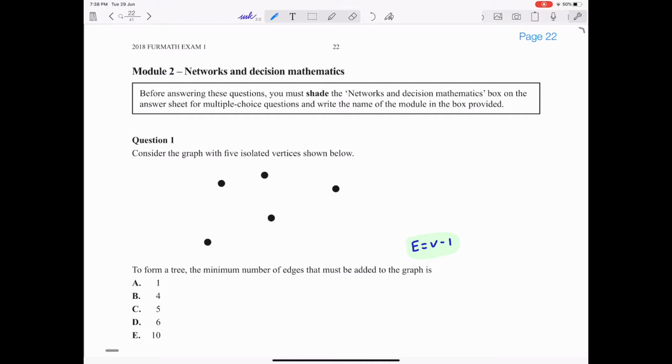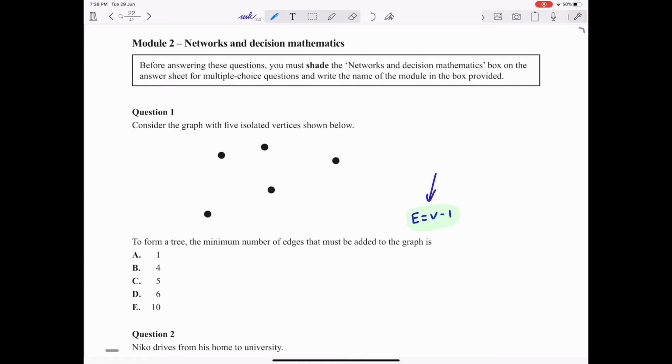So question 1, consider the graph with 5 isolated vertices shown below. To form a tree, the minimum number of edges that must be added to the graph is. So you should know that the formula for the number of edges in a tree is E equals V minus 1. The graph has 1, 2, 3, 4, 5 vertices, so the number of edges would equal 5 minus 1, which is 4. Therefore, the minimum number of edges in order for the graph to be a tree is 4 edges. So B is the correct answer.